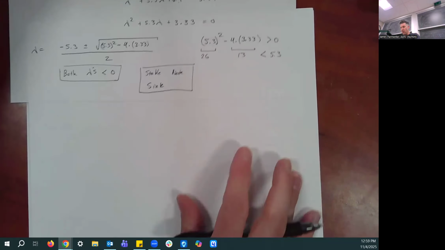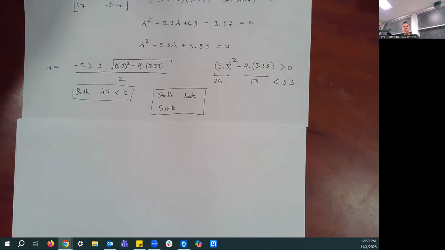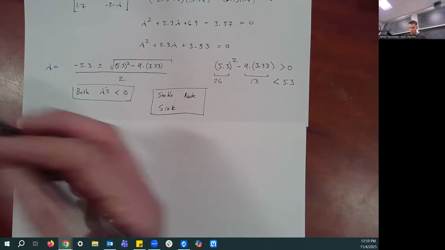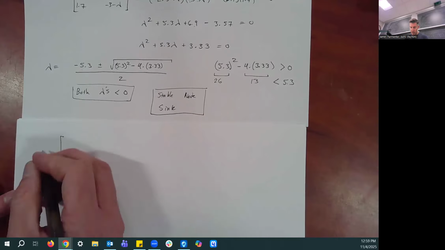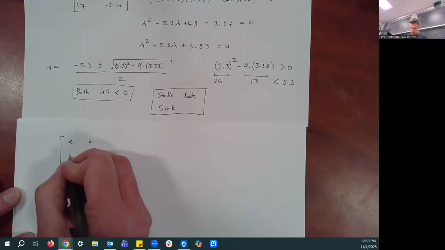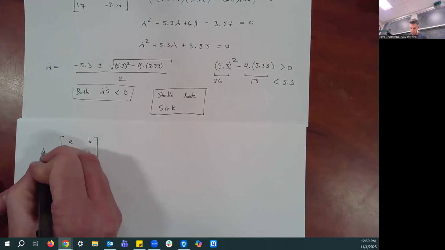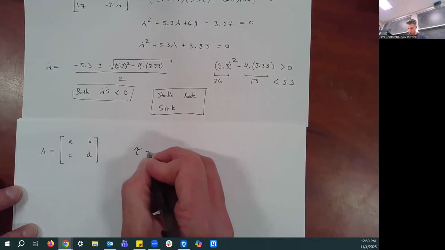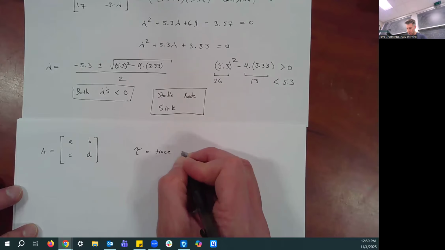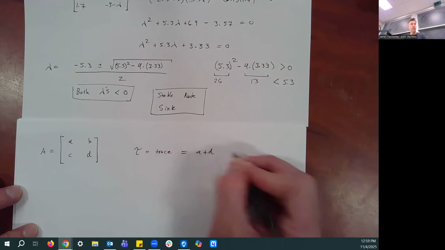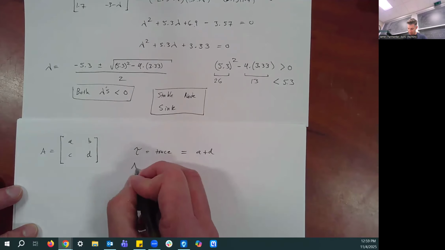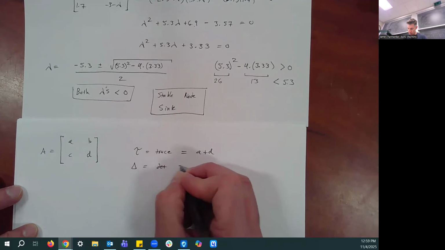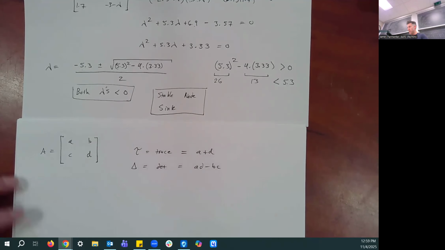A while ago, I mentioned that when you find the determinant of your A minus lambda I, the trace and the determinant of the original matrix show up. So if we write our very generic matrix as A, B, C, D, the trace, for which we use a tau, is equal to A plus D. And the determinant, for which we use a capital delta, is A times D minus B times C.